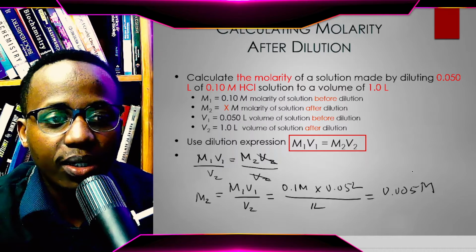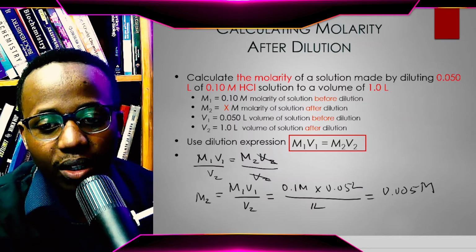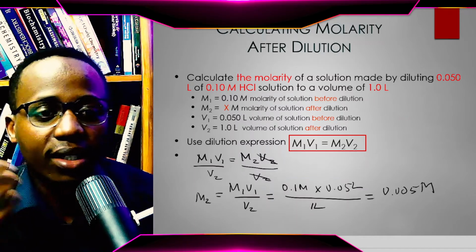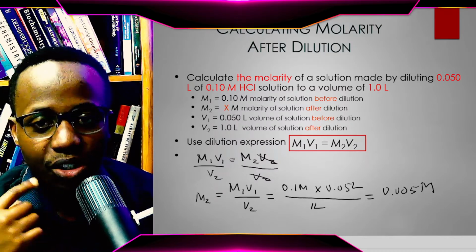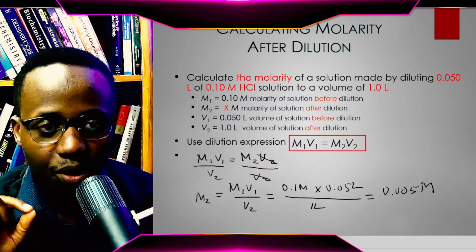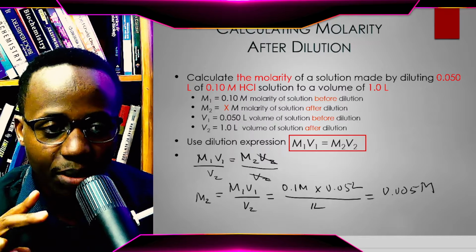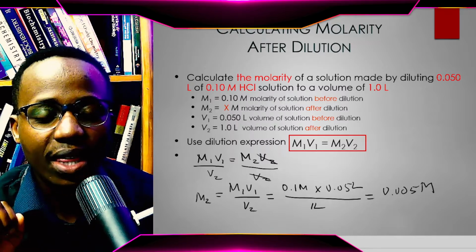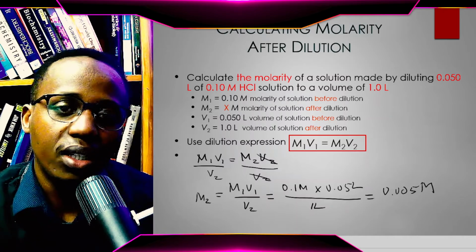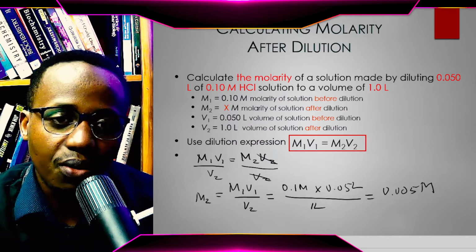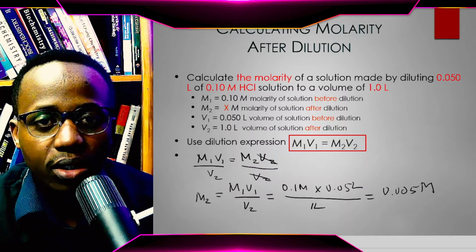Dilution is a very common practice in lab, but it's also a very common question that we like to ask as science teachers. So expect this. And again, the trick is to be able to tell from reading the question which one is M1, which one is M2, which one is V1, which one is V2, and then figure out which one they're asking and which ones you have. And from there, you can just use the equation to solve for what they're asking. And that's enough for dilution.